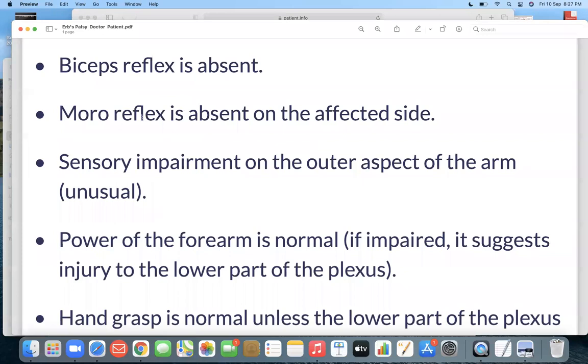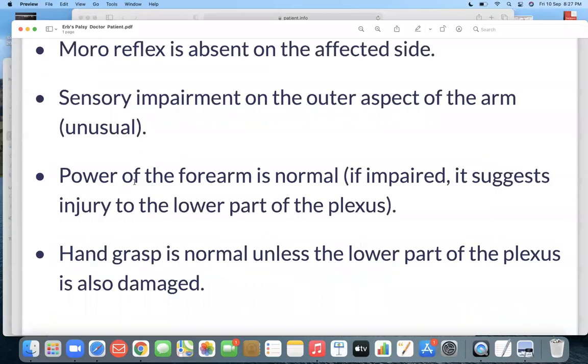There can be sensory impairment, but I said there's no need to test it, because sometimes, given the time factor, they may say no need. In the outer aspect of the arm it can be there, but here it's written unusual, so it can be there, not has to be there. Power of the forearm is normal. If impaired, it suggests injury to the lower part of the plexus.